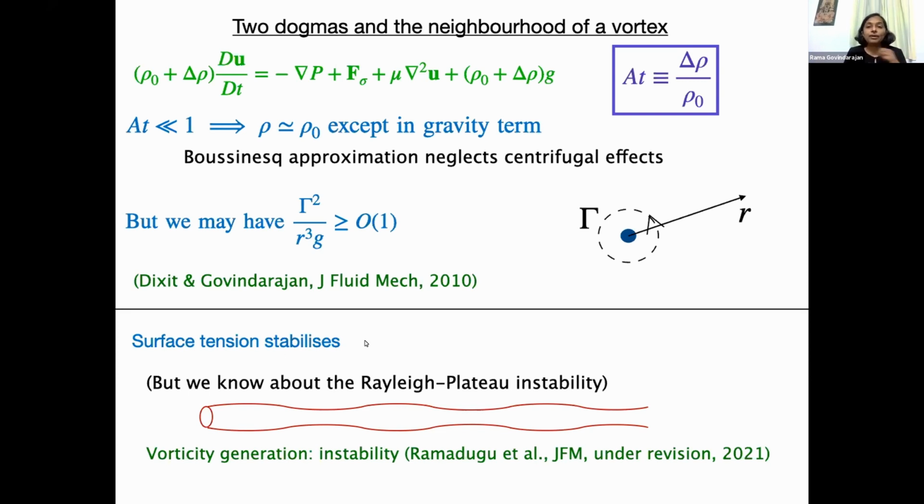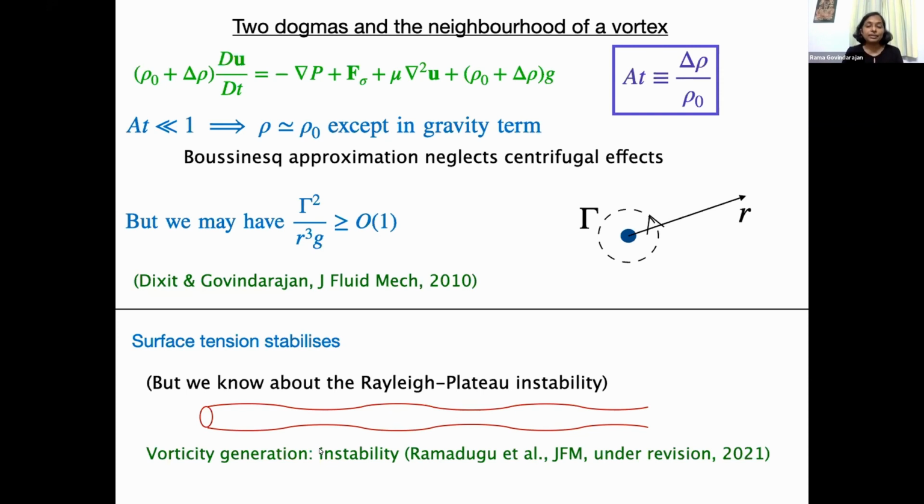The second dogma: we always talk about surface tension stabilizing, but of course we know that the Rayleigh-Plateau instability is an instability driven by surface tension. The difference here is that this is in 3D, and what we're going to talk about today is in 2D. So we know that surface tension can destabilize because surface tension hates surface area. It tries to minimize surface area, and bizarre though it may seem, by taking a cylinder of fluid and perturbing it, you can actually reduce its surface area in 3D. You can do this simple calculation.